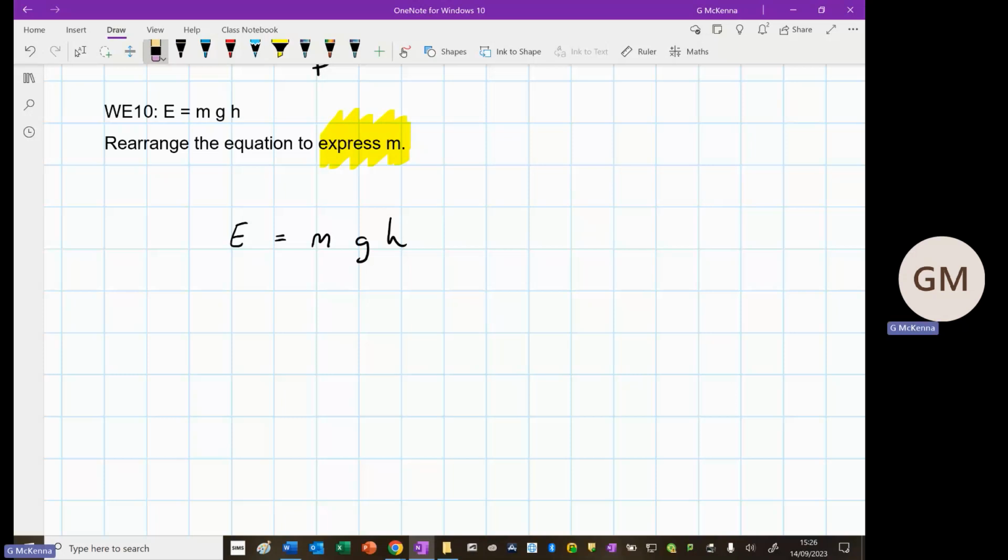higher level studies. Now, because we're looking to express m on the right hand side here, we're therefore looking to get rid of g and h. There's 2 ways of doing this. I'm going to take you through both, and you can choose whichever method you feel most comfortable with.